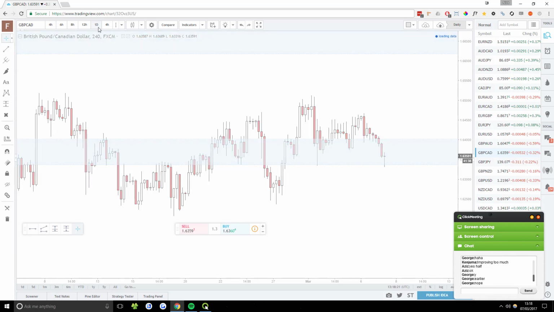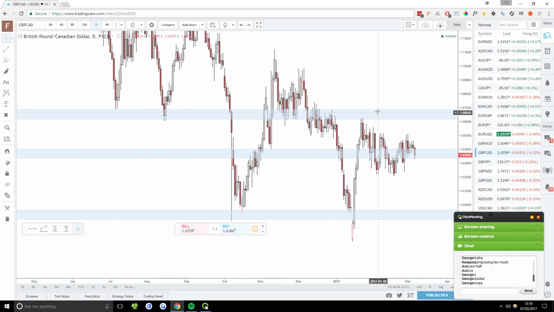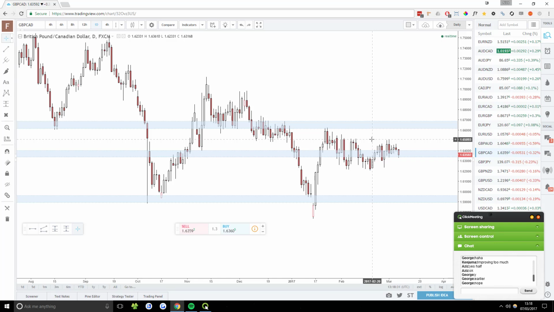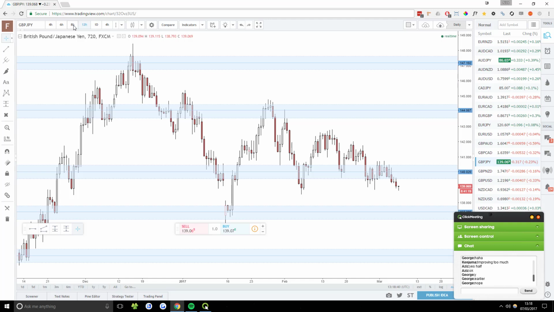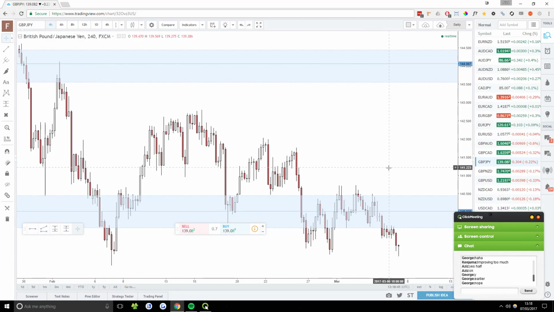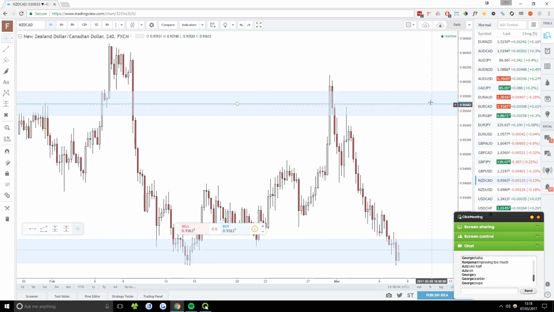GBP-CAD, what is happening here? What happened to my support resistance areas on this one? Oh, it doesn't matter because there's no actual setup there, so. GBP-JPY is headed down. It's broken below support. I think this week's going to be one of those weeks where we get some nice setups at the end of the week, but the start of the week seems a bit dry. GBP-New Zealand will remove.